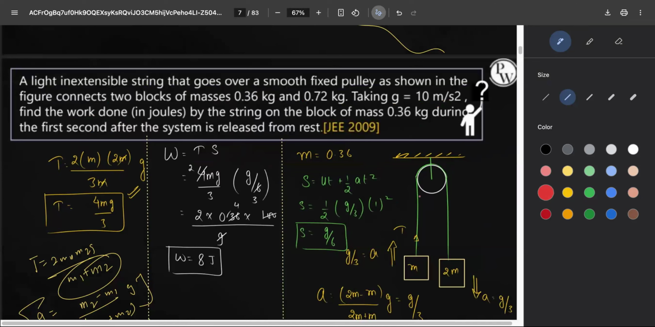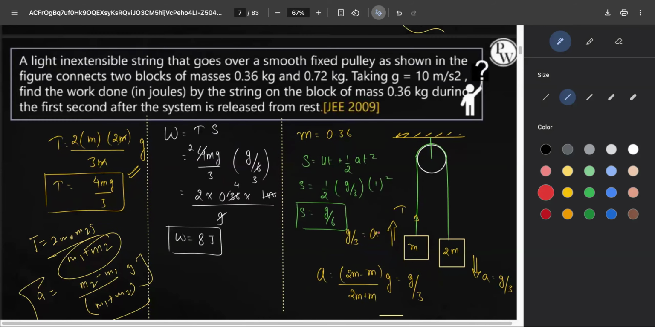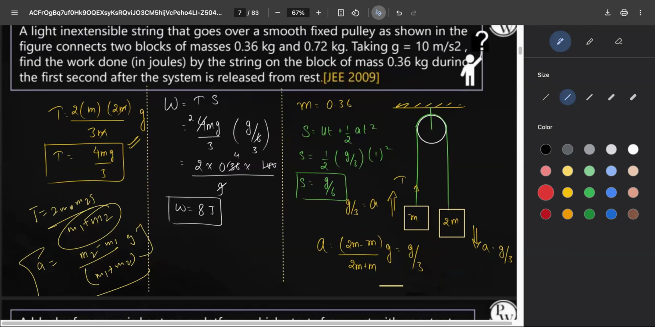The condition is given: a string fixed over a smooth pulley as given in the system. Both masses are also given. Find the work done by the string on the block of mass m. So basically, if you see these blocks are given, right? How are you going to calculate the work done due to this string? Do we have any ways to calculate the work done by the string?